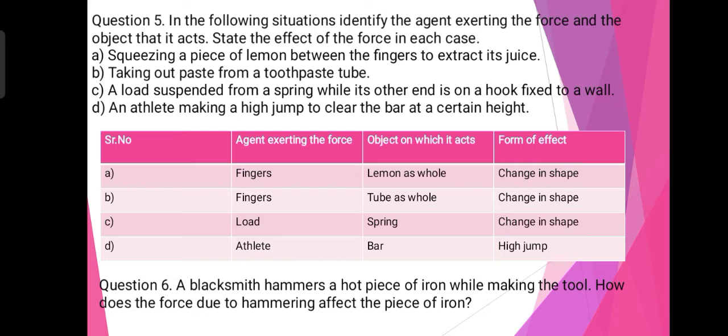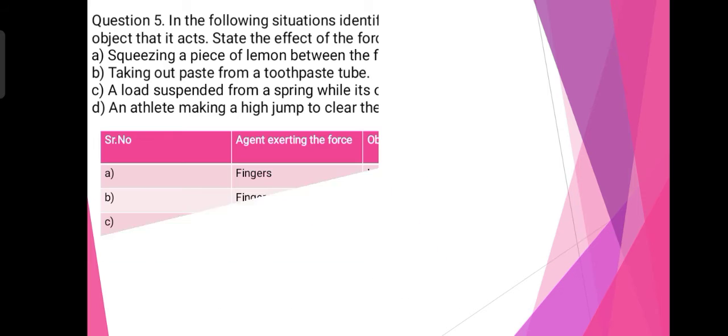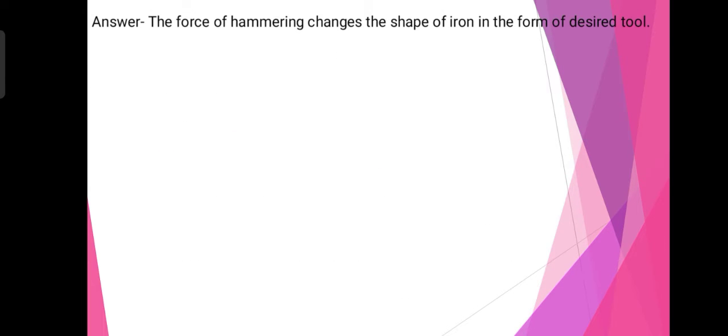Question number 6. A blacksmith hammers a hot piece of iron while making the tool. How does the force due to hammering affect the piece of iron? The answer is the force of hammering changes the shape of iron in the form of desired tool.